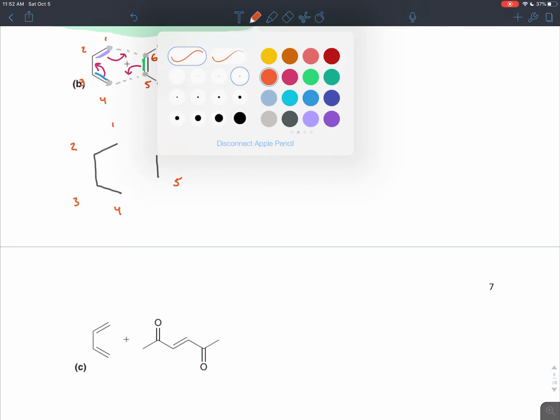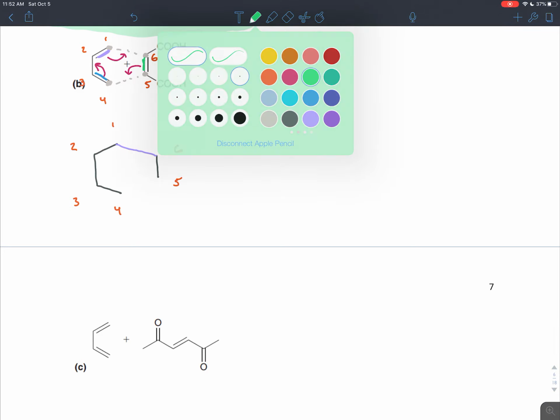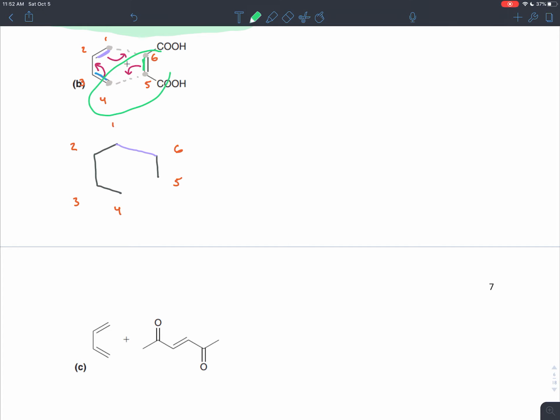And those purple electrons move from being between 1 and 2 to being between 1 and 6, so those form that sigma bond there. The green electrons move from being between 5 and 6 to being between 4 and 5, so those form that other sigma bond here. The blue electrons move from being between 3 and 4 to being between 1 and 2, so those form this new pi bond here.